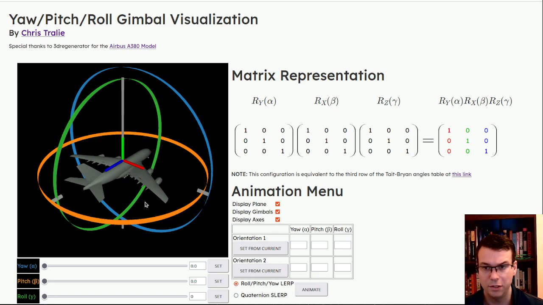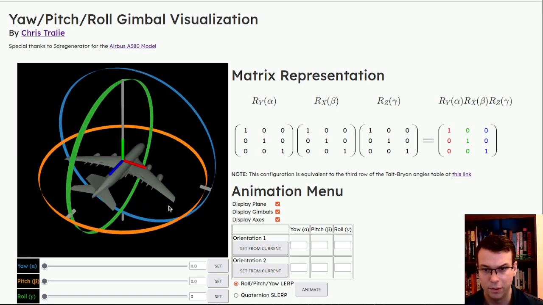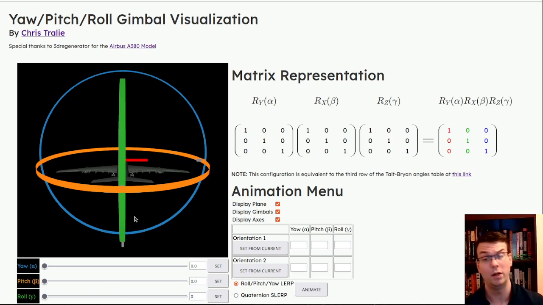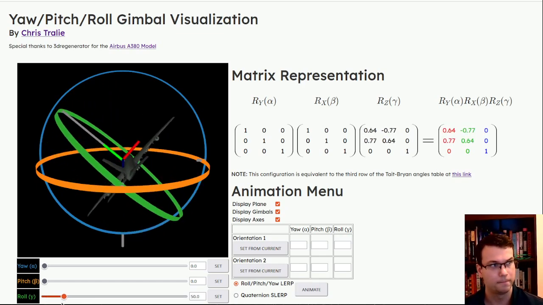And then finally, connected all the way on the inside, so connected to the orange ring, is this green ring. And so we call this roll. This is rotation around the z-axis. Now remember, positive z in this right-hand coordinate system is coming out at us. So if I put my thumb coming out at me, then I should see that it rolls to the left. Let's see about that. Okay, there we go.